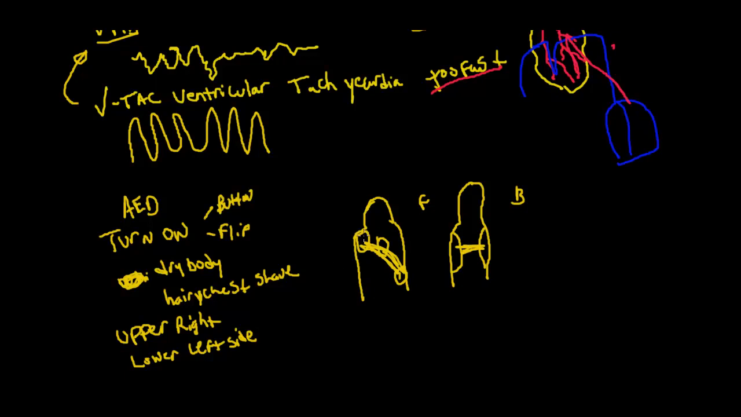So you can do it front and back. But on an adult, upper right, lower left is what you're looking for. So that's where you're going to place the pads. The next thing it's going to do is say analyzing. So after it analyzes the signal, it's going to either tell you to begin CPR if it doesn't pick up a heart signal, or to shock.